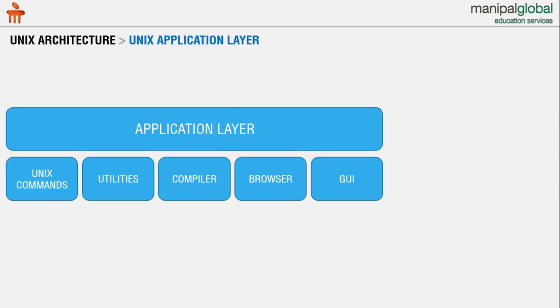Now let's look at the Unix application layer. Unix application layer is made up of various Unix commands and utilities that we can combine to get the data in the form that we are interested in. It helps us represent data in a much more meaningful manner for us. Application layer also consists of compilers, other programs like browsers and the X window system that help us interact with the system and also build programs on the system. So application layer helps us develop software on Unix.